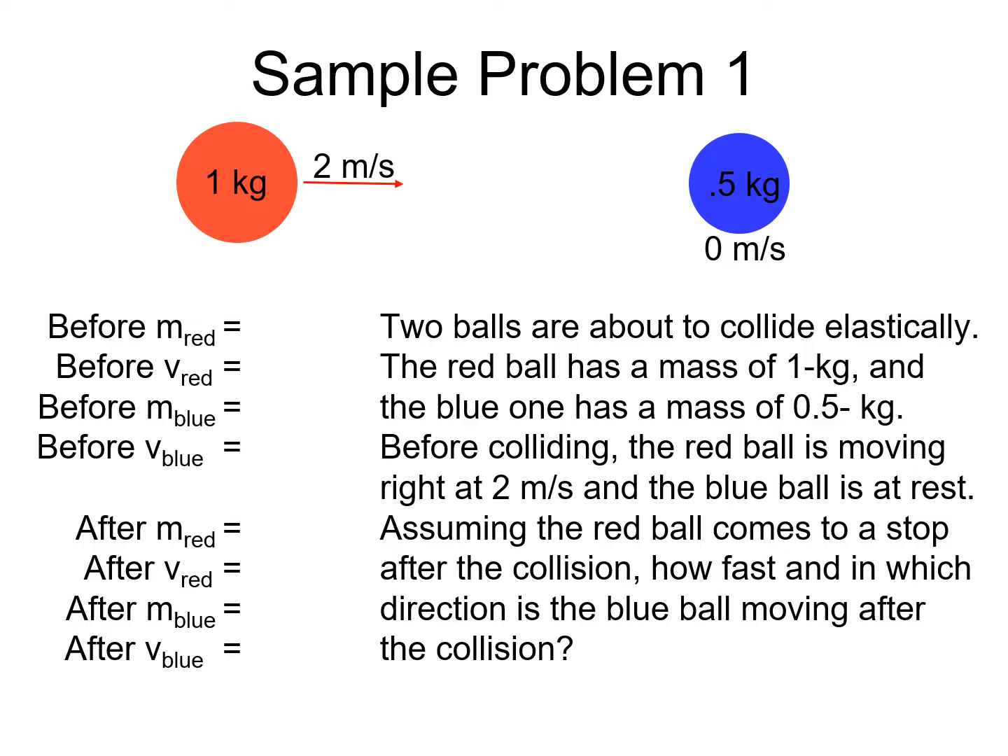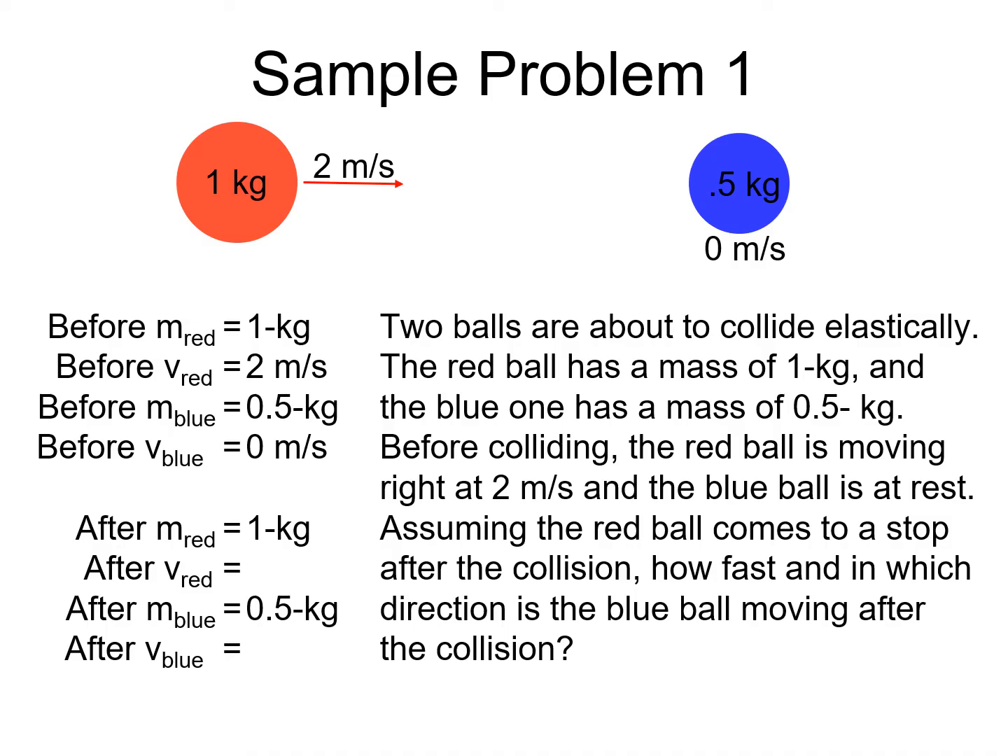So we have the red ball has a mass of 1 kilogram. The blue one has a mass of 0.5 kilogram. Before collision, the red ball is moving at 2 meters per second. The blue ball is at rest. That means 0 meters per second. Now, their masses are going to be the same afterwards. And so you might as well just go ahead and write that down again, 1 kilogram and 0.5 kilograms.